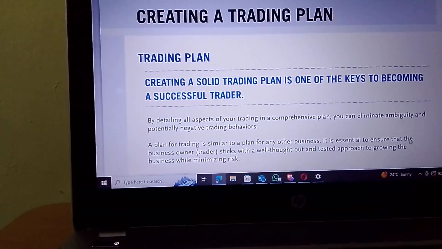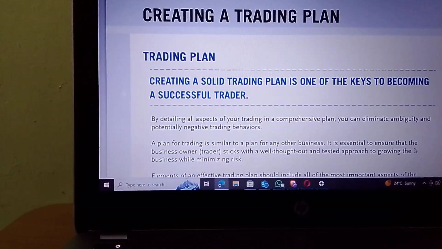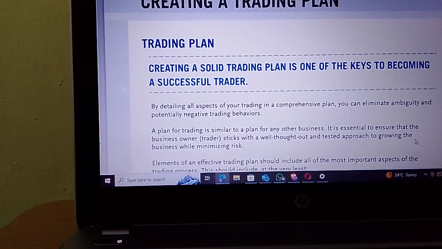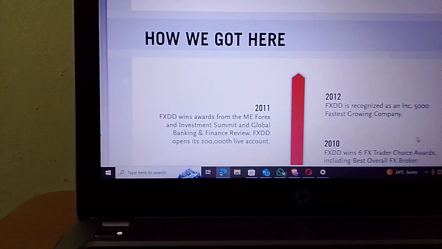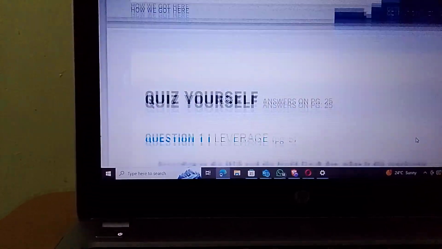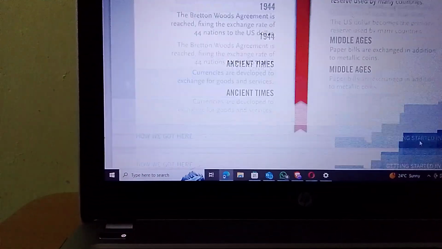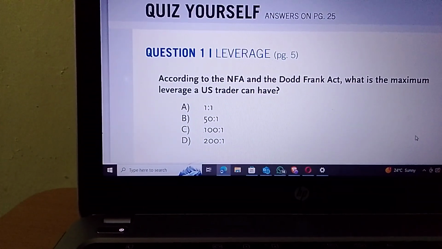So let's move on to creating a trading plan. I guess this is the last bit of this book which we'll be discussing here, because the rest is information about the company and maybe quizzes on yourself.